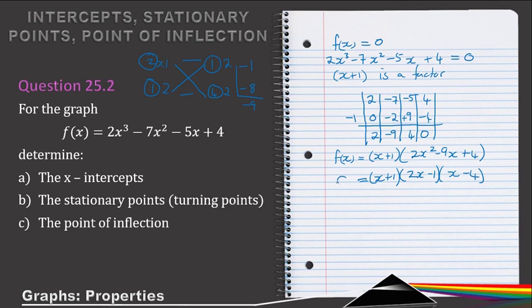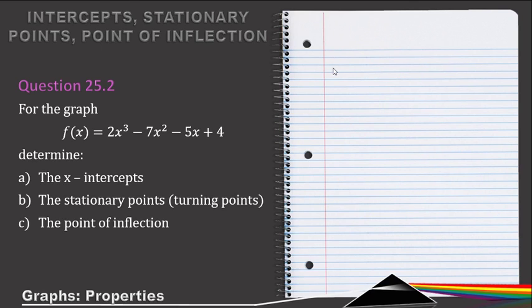Right, so if that is equal to 0, it means that x plus 1 equals 0, or 2x minus 1 equals 0, or x minus 4 equals 0. So x is equal to negative 1, or x is equal to a half, or x is equal to 4. And that is then my x-intercepts. Okay, so let's do B.